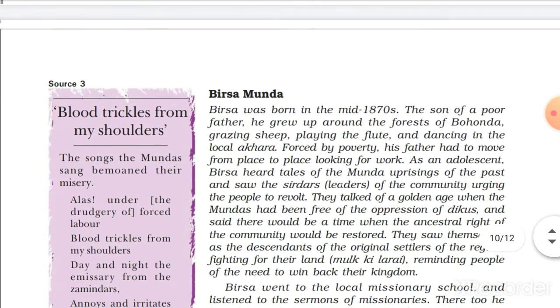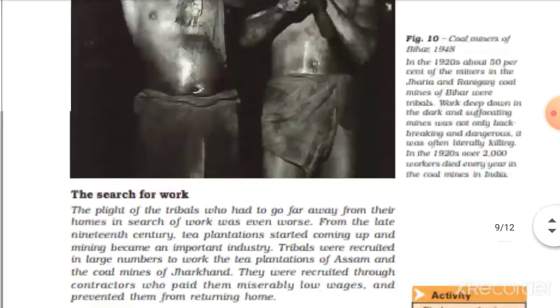So this was it. I hope you're clear with this chapter. If you have any doubt, any question, please mention it in the comment box. And in the next video, I'm going to take a quiz on what you have learned in the whole chapter.